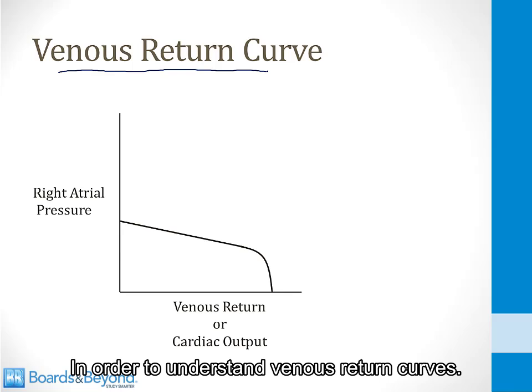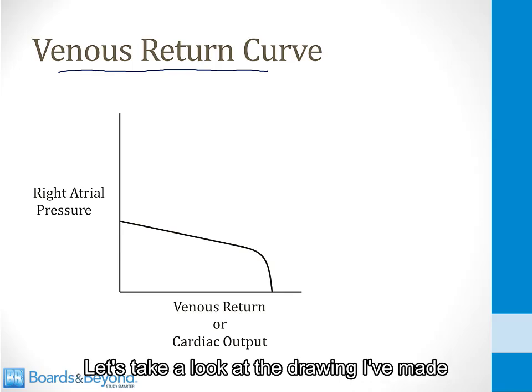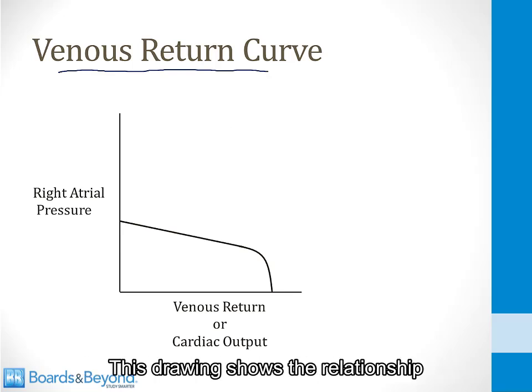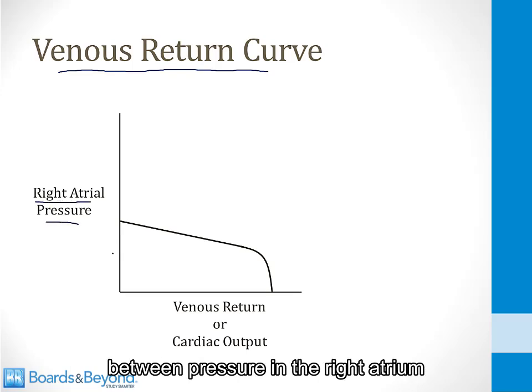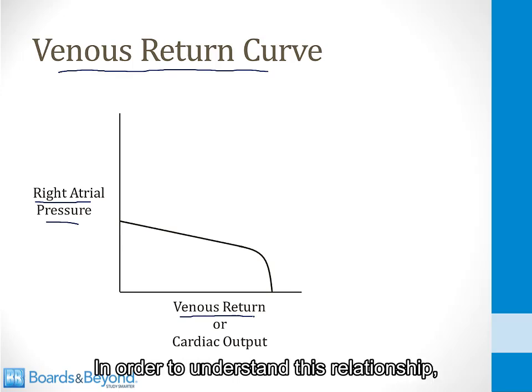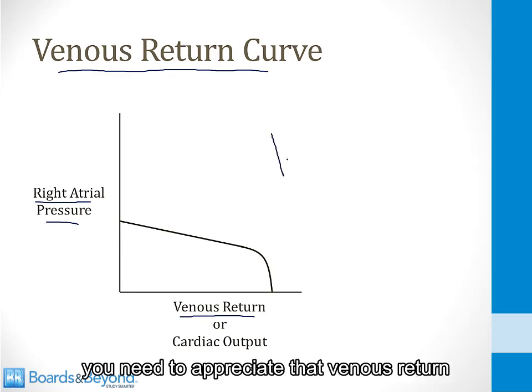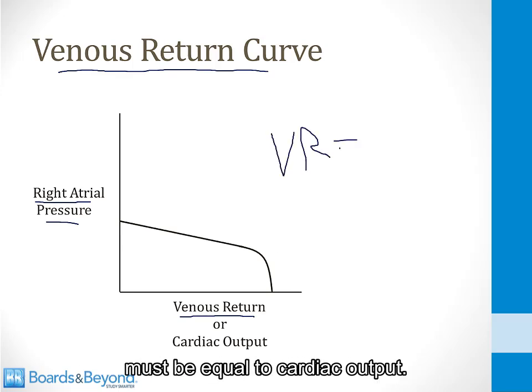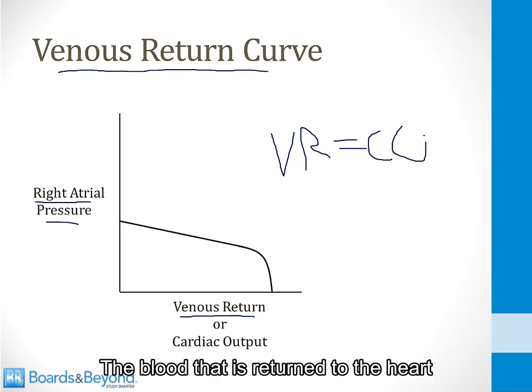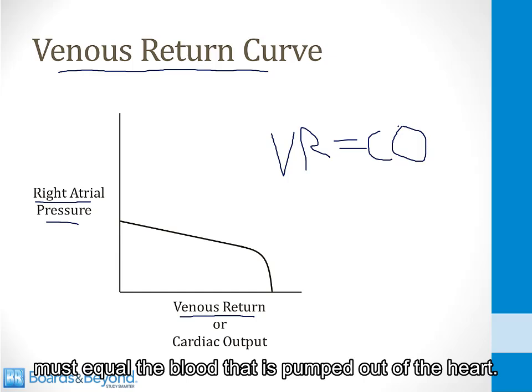In order to understand venous return curves, let's take a look at the drawing I've made on the screen here. This drawing shows the relationship between pressure in the right atrium and venous return to the heart. In order to understand this relationship, you need to appreciate that venous return must be equal to cardiac output. The blood that is returned to the heart must equal the blood that is pumped out of the heart.